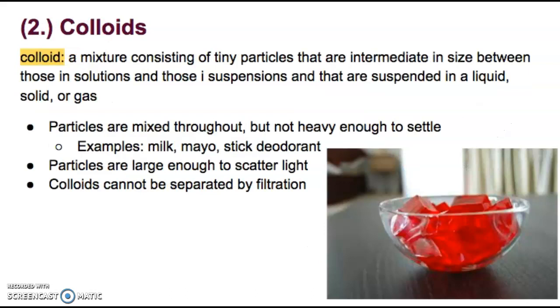The second type of mixture that we see is called a colloid. This is a mixture with tiny particles. So now we are dealing with a substance that doesn't look uniform anymore. Salt water or sugar water just looks like water. A colloid has tiny particles dissolved, or intermediate sized particles dissolved, and so we can see that they're there.